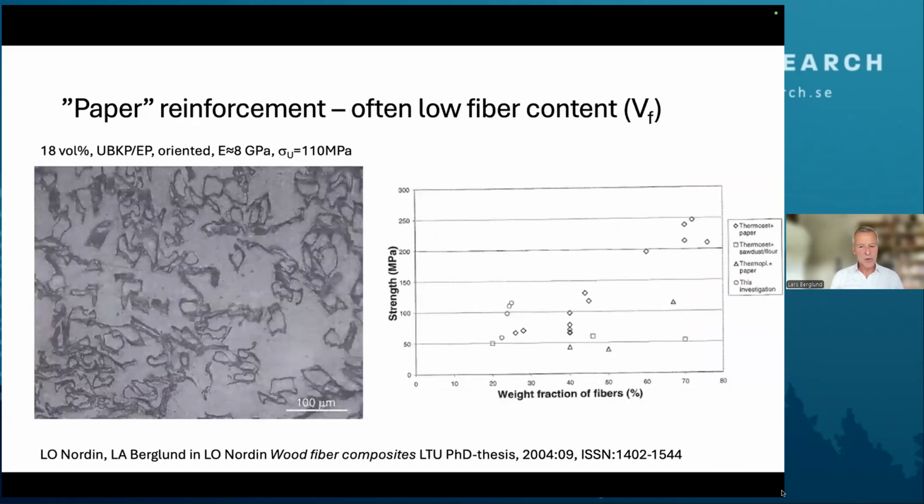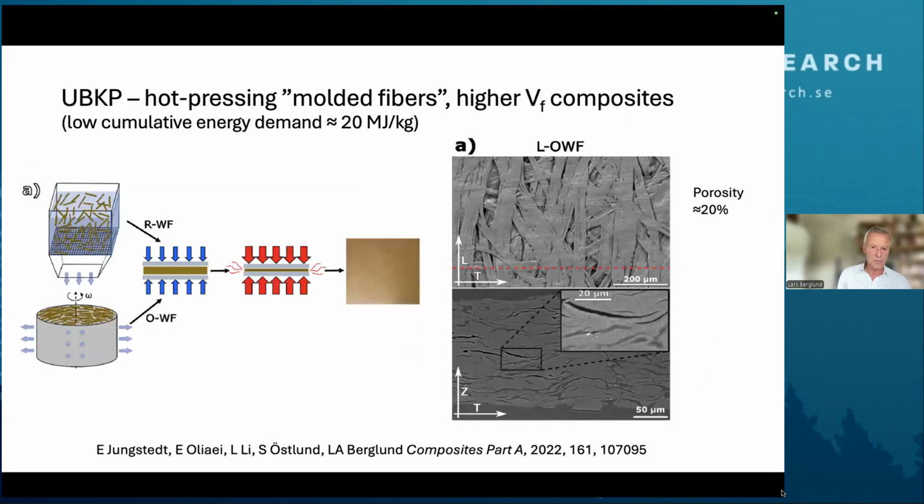One problem is to reach high enough volume fraction of fibers. So this is all data from a student I had in Luleå. He took regular paper, and you can see, even though this is also oriented paper, it's quite sparse. We have a lot of matrix regions here, and the properties are limited. Although the fibers are oriented, we only have 8 gigapascal modulus in the fiber direction. So what can we do to increase the fiber content in pulp fiber composites?